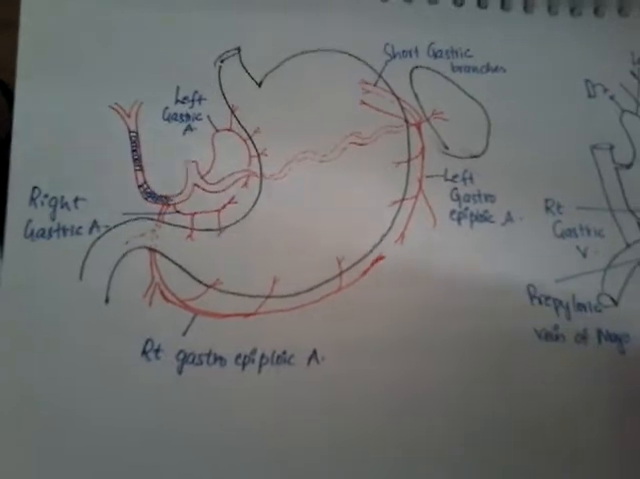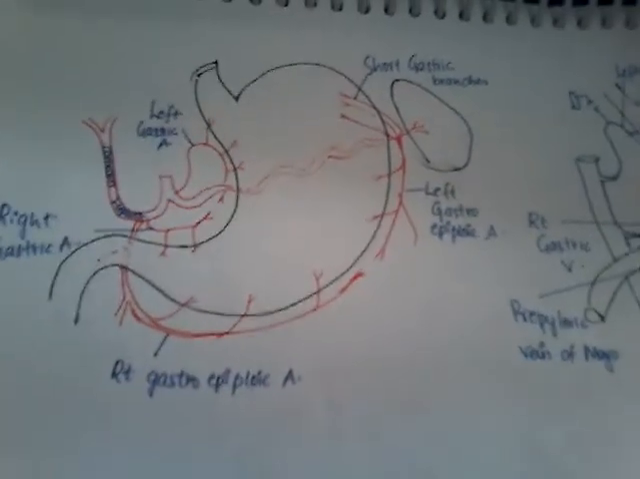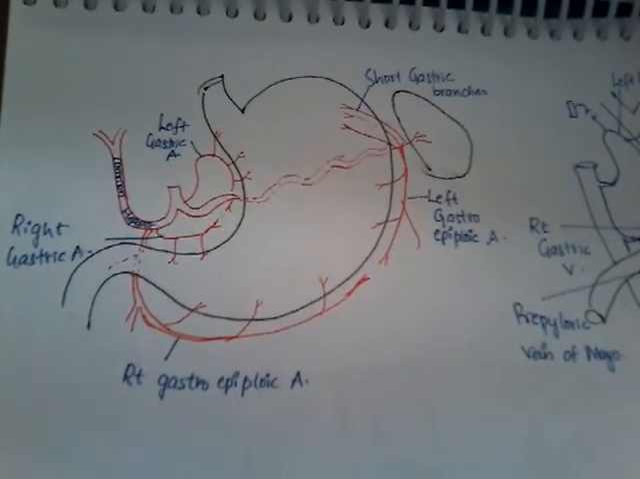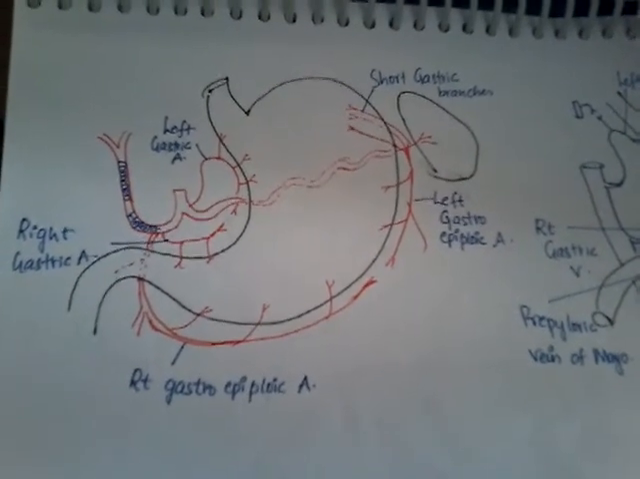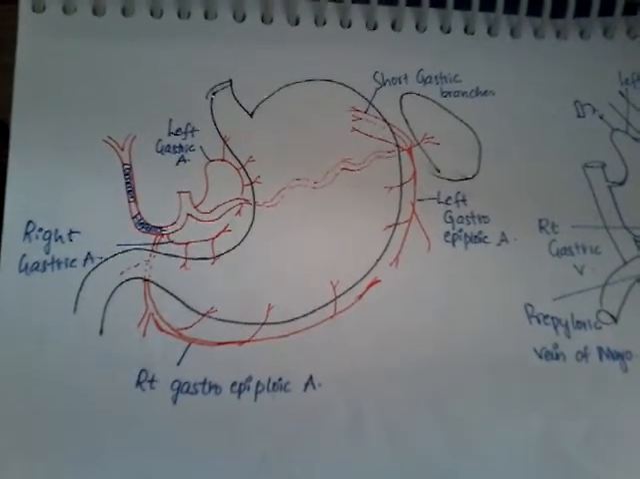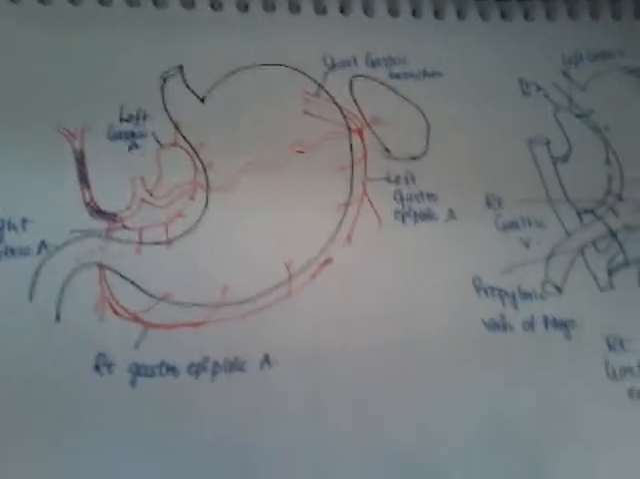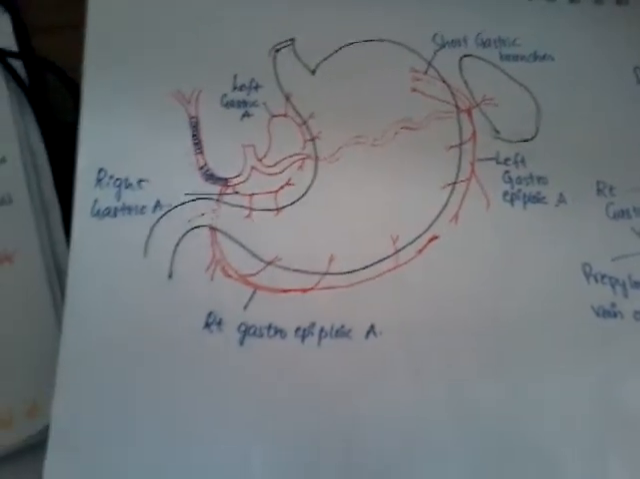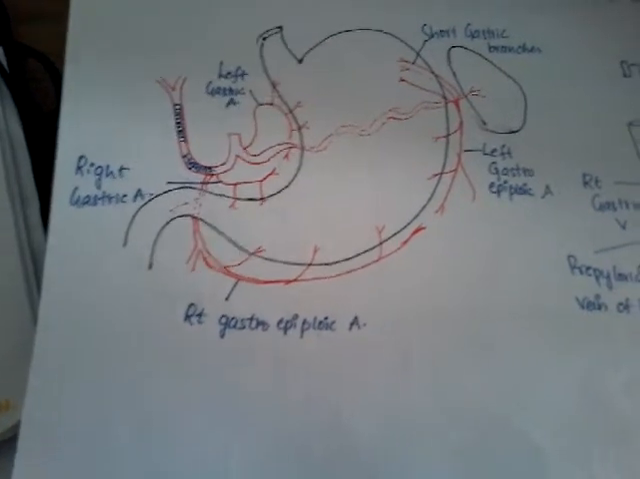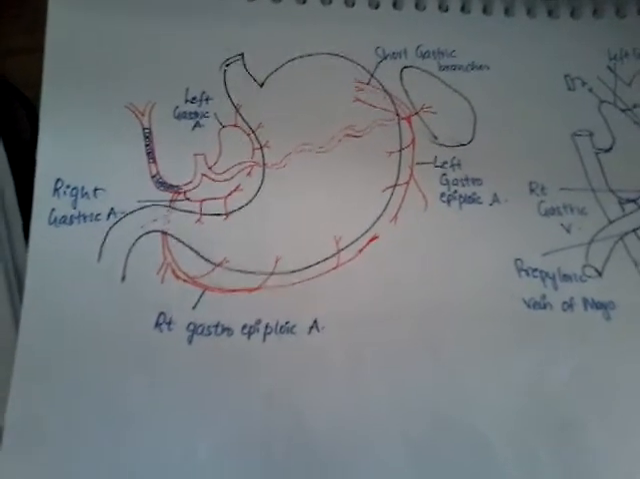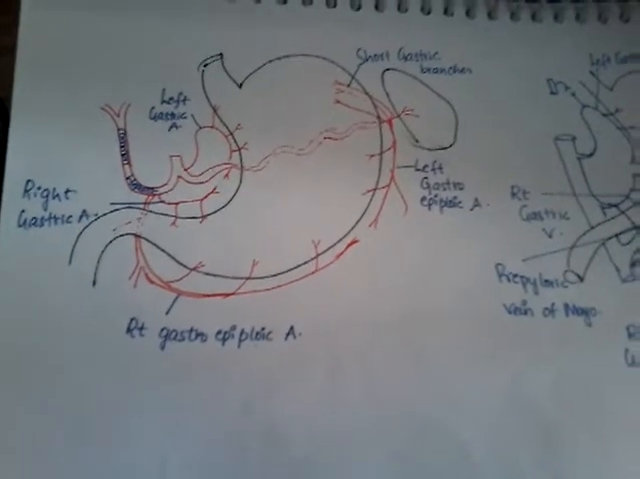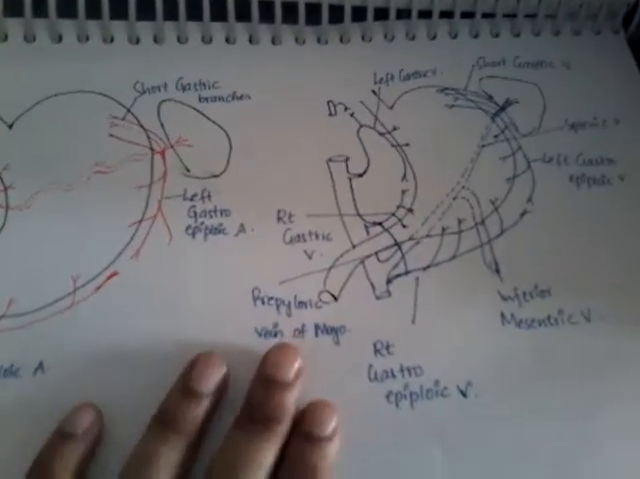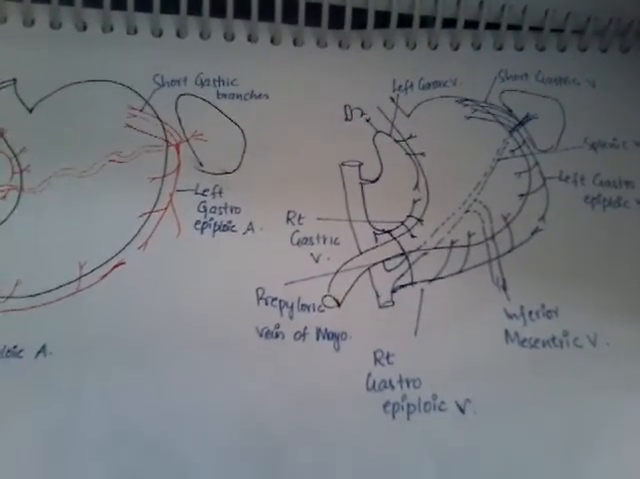So mainly, there are four major arteries which supply the stomach: left gastric artery, right gastric artery, left gastroepiploic artery, right gastroepiploic artery. But the major difference is the left gastric artery arises directly from the celiac trunk, whereas the right gastric artery arises from the common hepatic artery, and even the right gastroepiploic artery arises from the common hepatic artery, whereas the left gastroepiploic artery arises from the splenic artery.